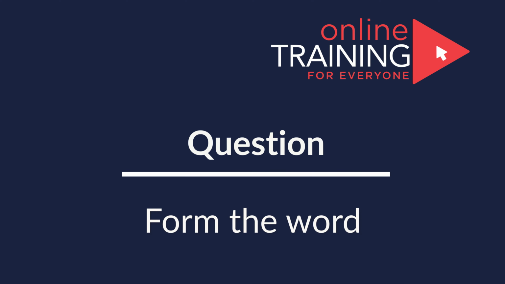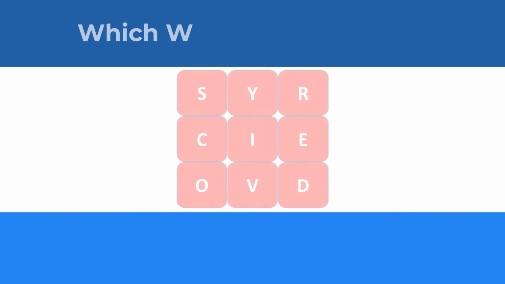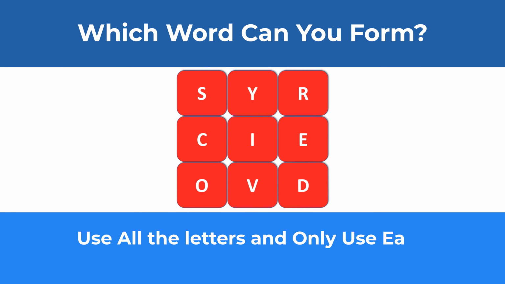Let's look at the interesting question where you need to form the word. And you need to use all the letters and only use each letter once. You're presented with 9 letters. Those 9 letters are S, Y, R, C, I, E, O, V, D. And you need to form the word using all the letters.